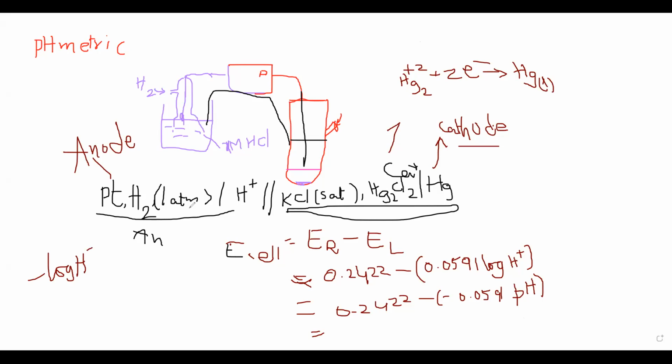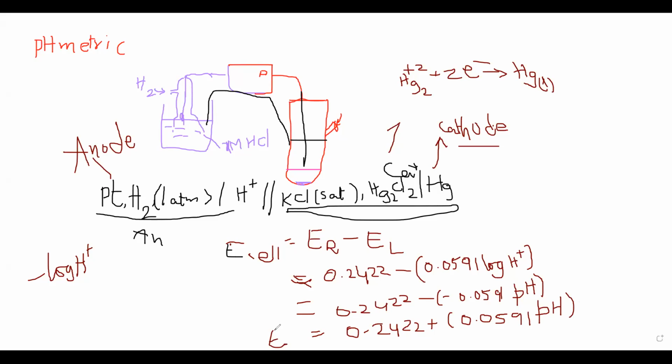Therefore, here minus log H plus, you remove the minus and log H plus becomes pH. Since there is a plus here, it becomes minus, and it becomes 0.2422, minus becomes plus, so 0.0591 pH. In that way, we can calculate pH also using these reduction potentials.